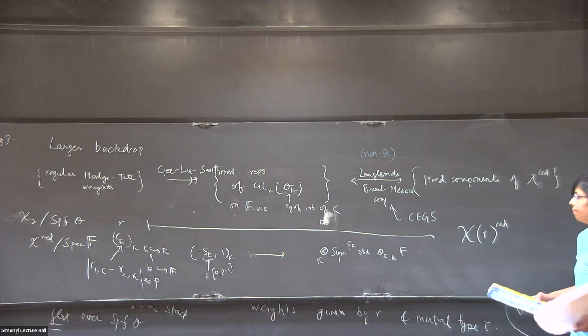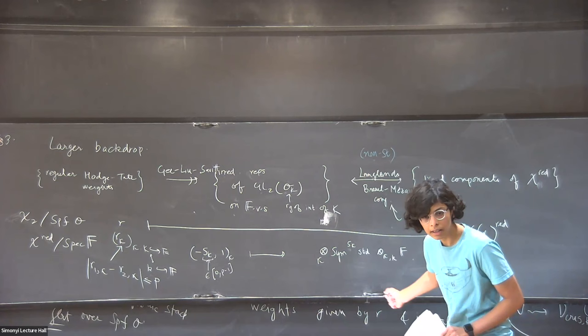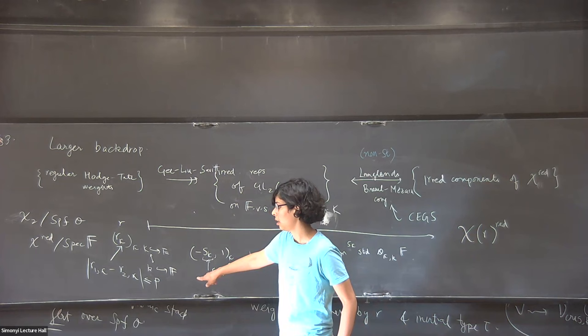Any other questions? What happens if you shift r1 and r2 by the same quantity? Say that again? If you replace r1 and r2 by r1 plus 1 and r2 plus 1. Oh, so that just adds a determinant twist.